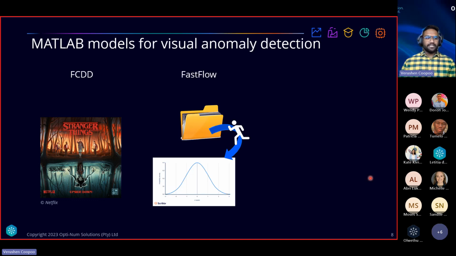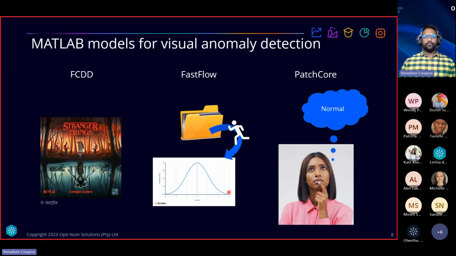The next type of model is something called FastFlow. And this is a two-dimensional flow model, which has a lightweight structure. That's what makes it fast. And it's used to project the feature distribution of normal images into the standard normal distribution. And these probabilities are used as the anomaly score, or the amount of anomaly, in testing. It's important to note that when I say normal distribution, I'm talking about the bell curve, your standard Gaussian distribution.